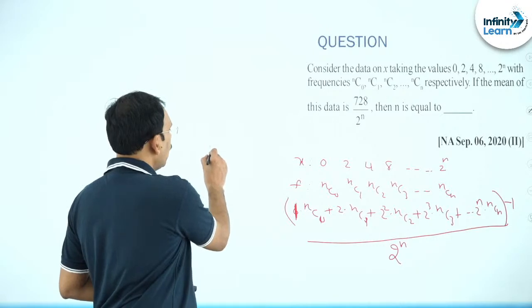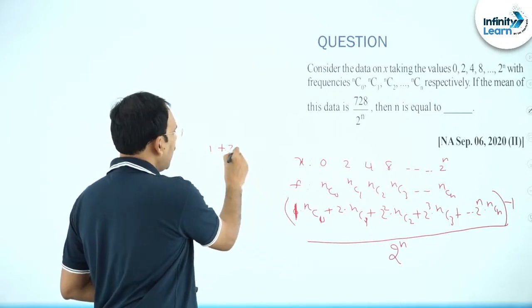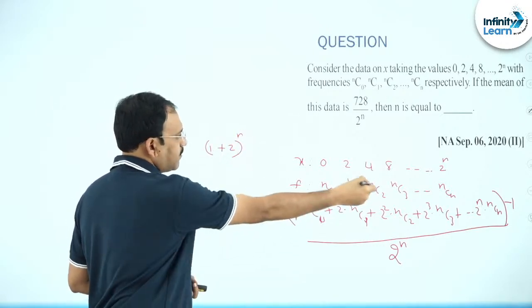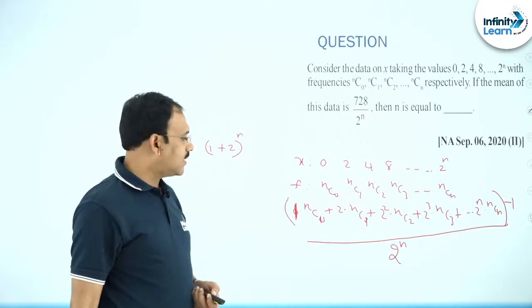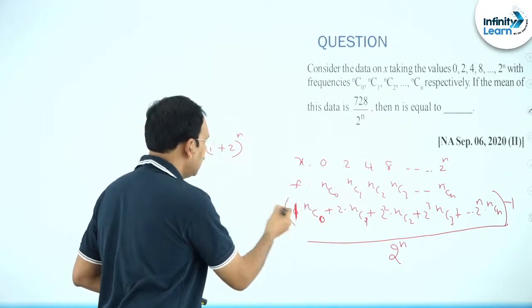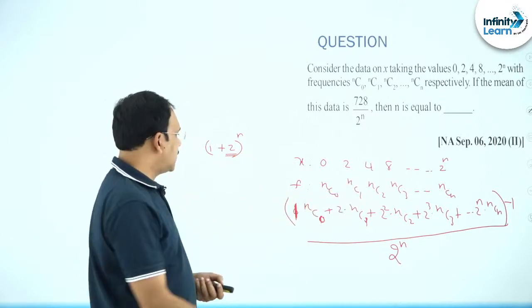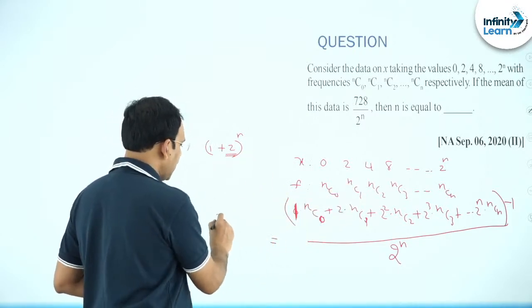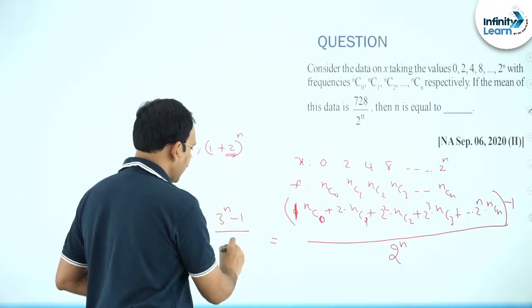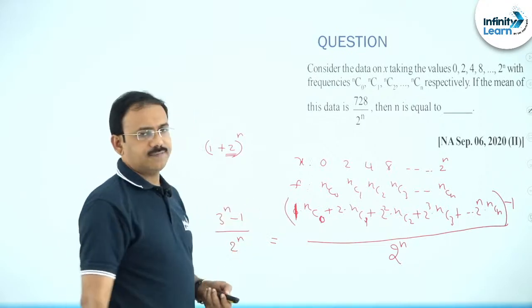Yes, it is 1 plus 2 whole power n, you can see it by binomial expansion. Yes, this is nC0, you can write 1 plus 2 whole power n, you treat 2 like x. Yes, this is 3 power n. So you can say, friends, (3 power n minus 1) by 2 power n is the answer.